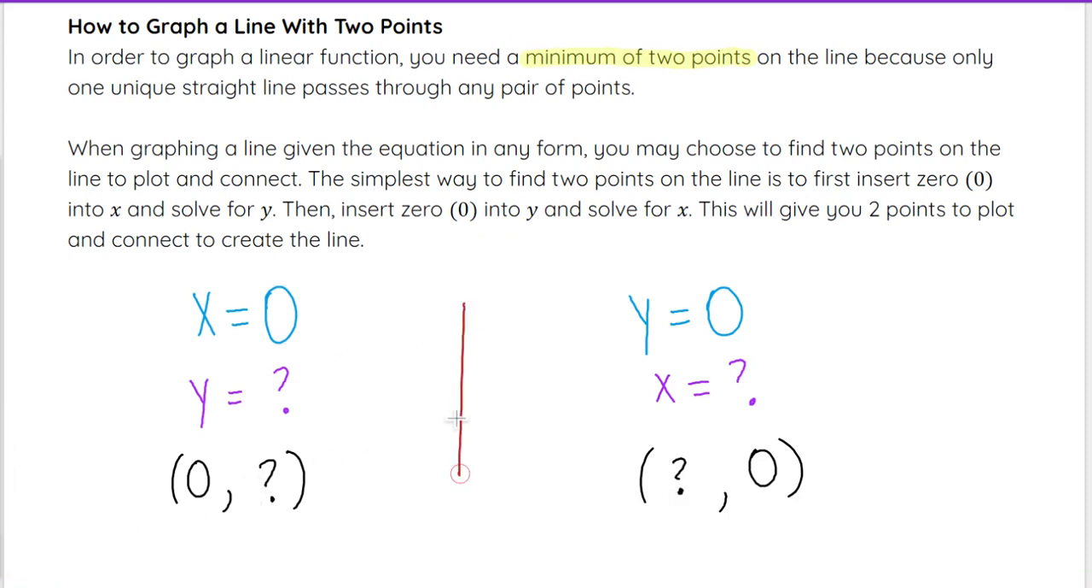And if you do this, you'll notice the first one, 0, comma, some number, is going to be along the y-axis. So this is going to be your y-intercept. And then this one is going to be some number left or right, and then 0 up and down. So it's going to be on the x-axis, which is going to be your x-intercept. So with that, we are going to be looking at finding essentially your x-intercept and your y-intercept. So once we have those, then we can plot those wherever they end up. Then we have 2 points on the line, and we can connect those and create our line.